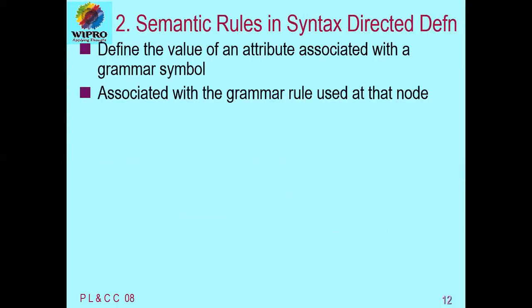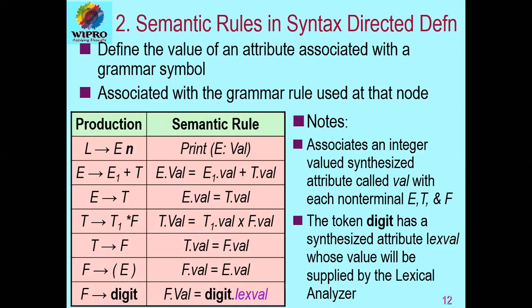Semantic rules. What the semantic rules tell is, define the value of an attribute associated with a grammar symbol used as a node. This is what we call semantic rules. Here we have two parts of our table. One part is telling our grammar rule. The second part is telling the semantic rules, which tell how the attribute values of each one are evaluated.